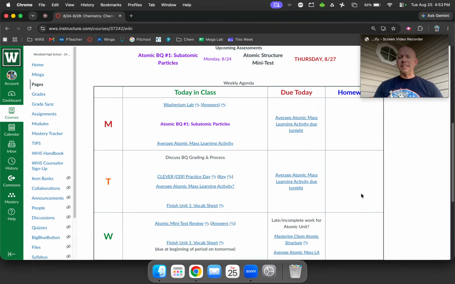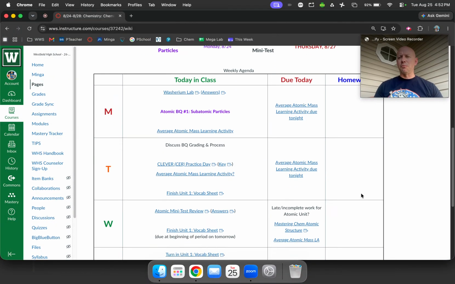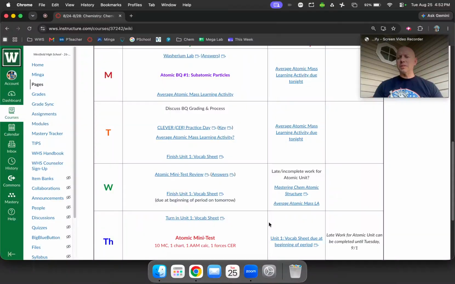We want to give them those resources to continue with their practice. Right here, we'll see the columns of due today and homework. We have a couple different types of homework assignments that we do. We'll do things with Canvas that we call learning activities. It's called a learning activity because students can do this activity as many times as necessary to practice that skill, and we're going to keep the highest score for them.